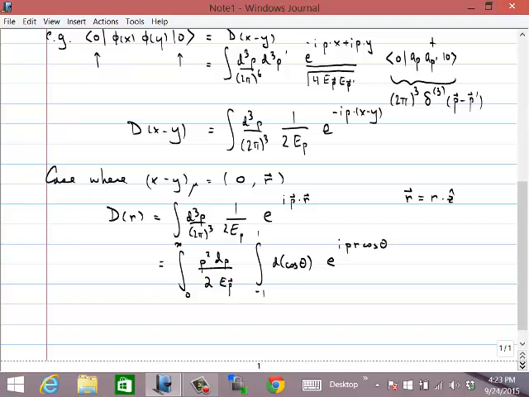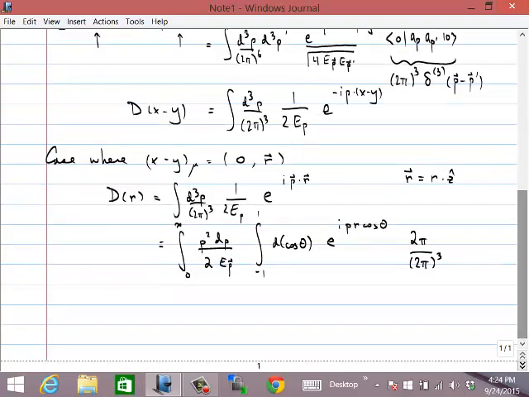And then you have this e to the i p r cosine theta, which is just p dot r. And then we had a phi integral, which just gives you a factor of 2 pi, because everything is independent of phi. And then I had some 2 pi cubed numerical factor that I hadn't written down yet. So we can then go ahead and do that integral, just as we did on the first day of class. What do you get?